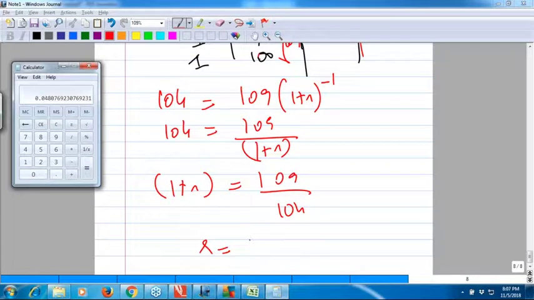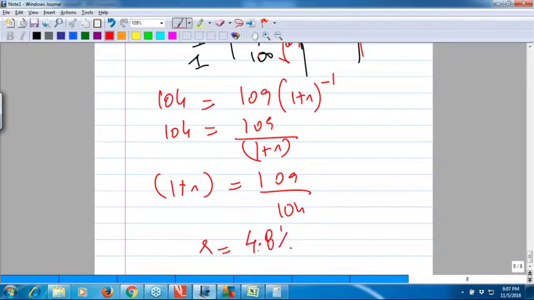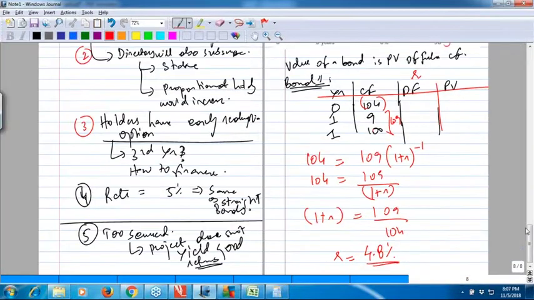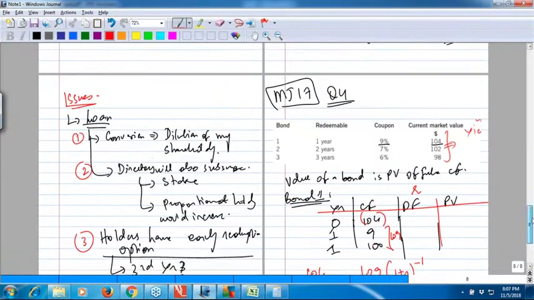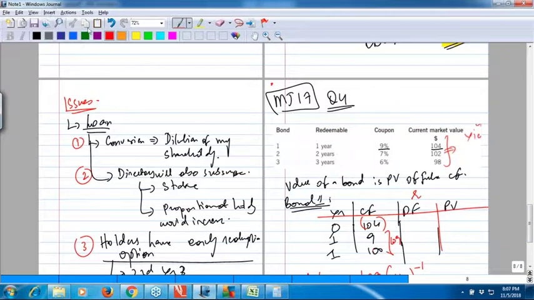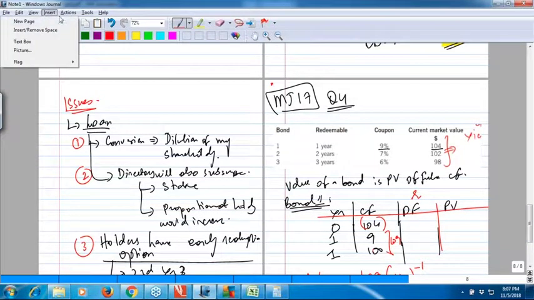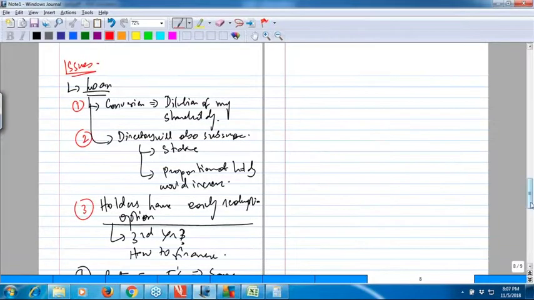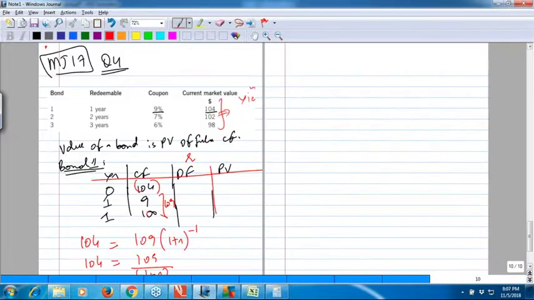So you have the R as 4.8%. Now what next? So what have we done up till now? We have simply used the formula of IRR, and while using the formula, we have simply calculated the IRR of this bond, which is the year one bond.